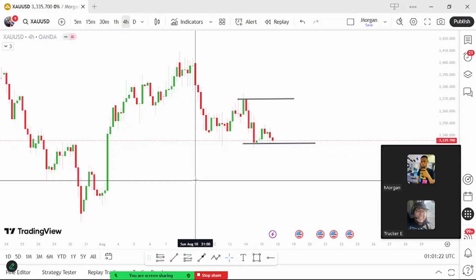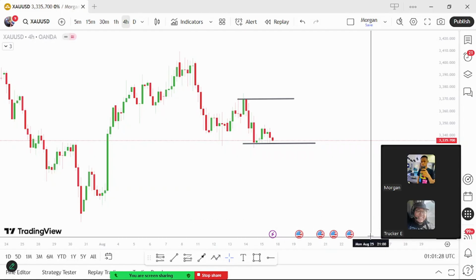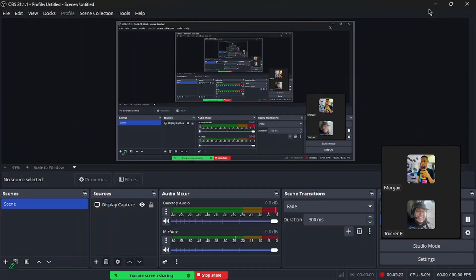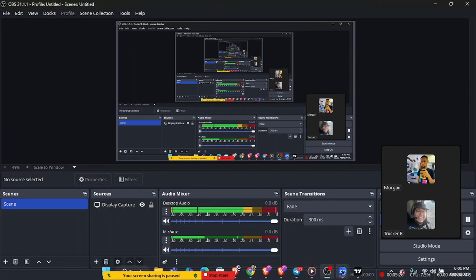Am I able to share my screen too? Mm, yeah, I think I can. I'm just going to give you permission. One sec. So that way I can show you how my chart was marked this week.